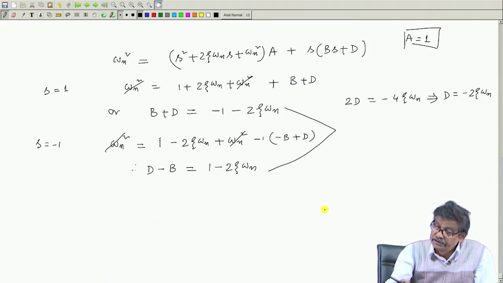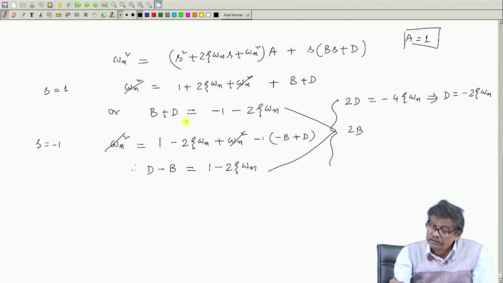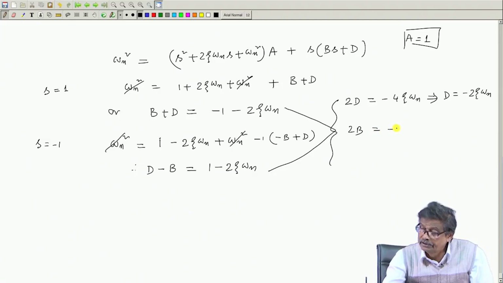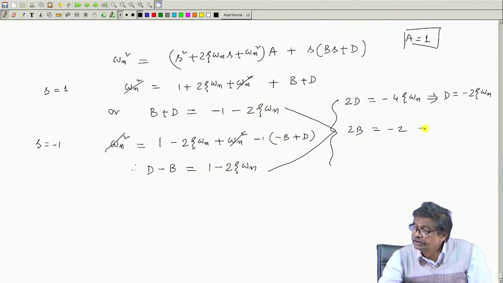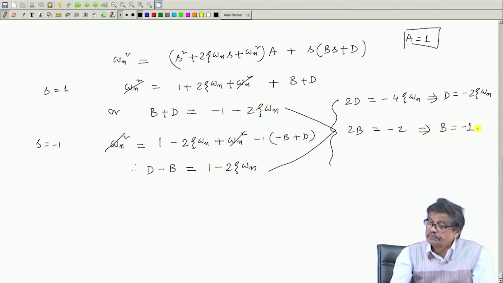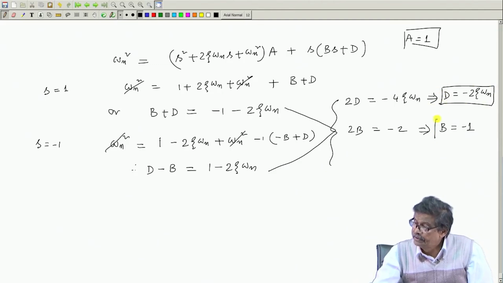Similarly, if you subtract these two, you will get 2 B. This minus this, if you do 2 B, it will become minus 1 will be equal to minus 2, and these two will cancel each other. So, which implies that B is equal to minus 1. It will be like this. So, I now have all the values A, D and B.